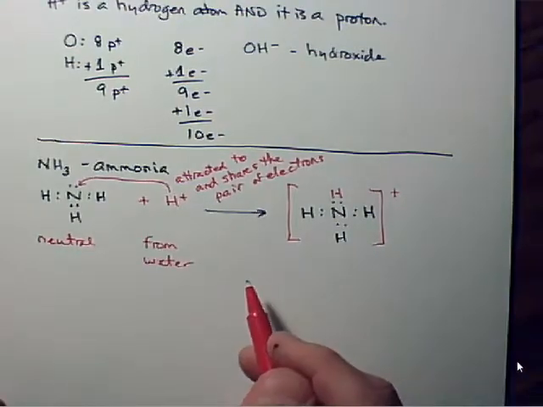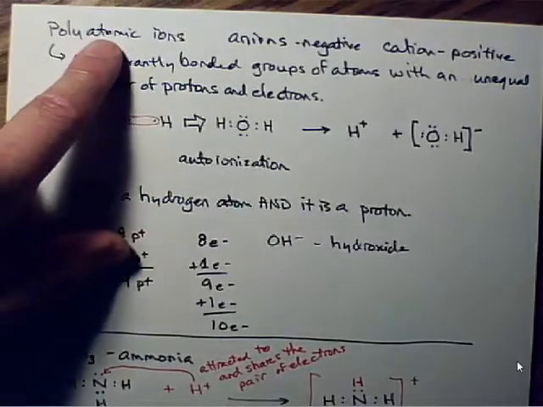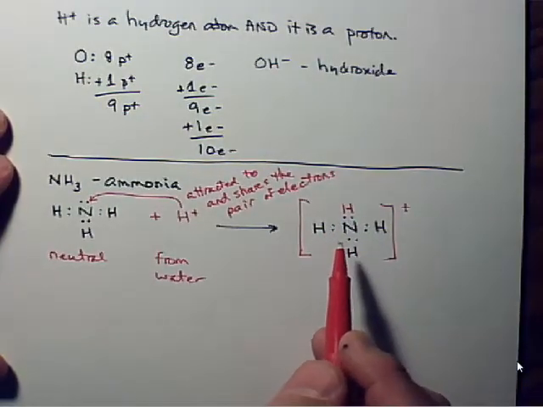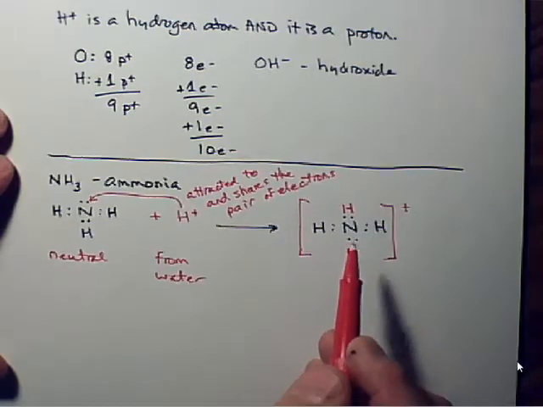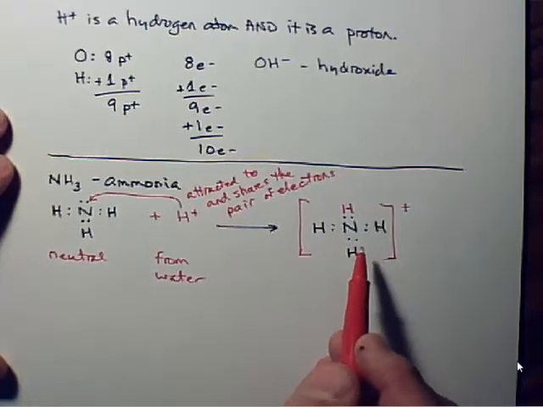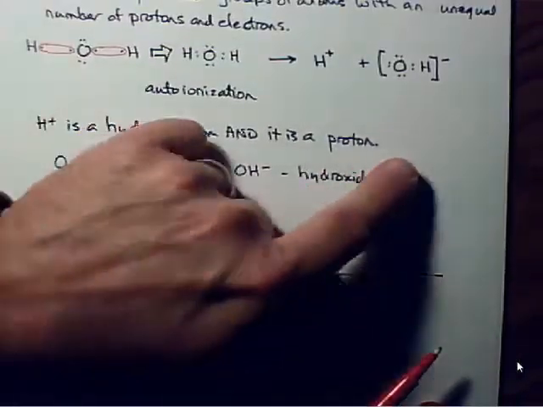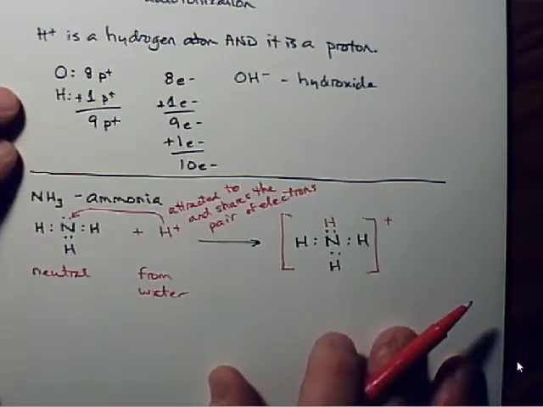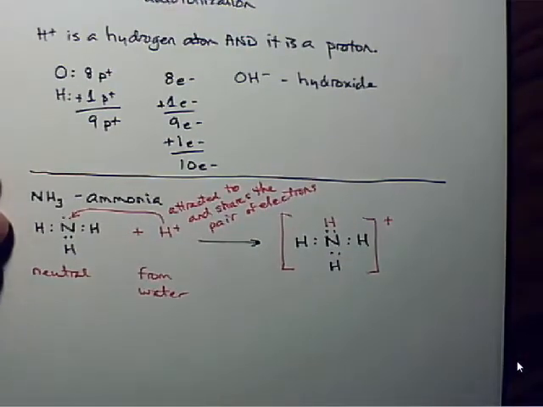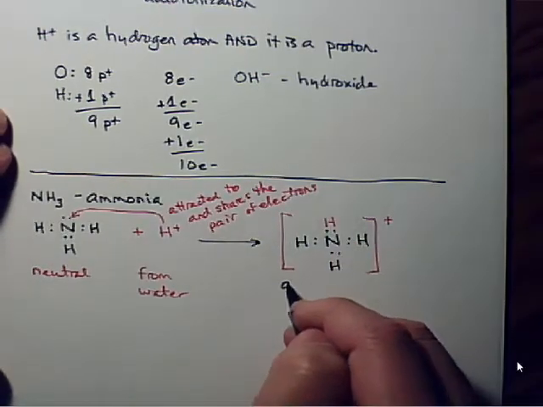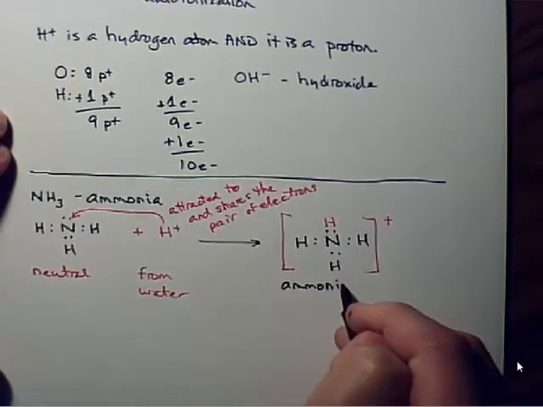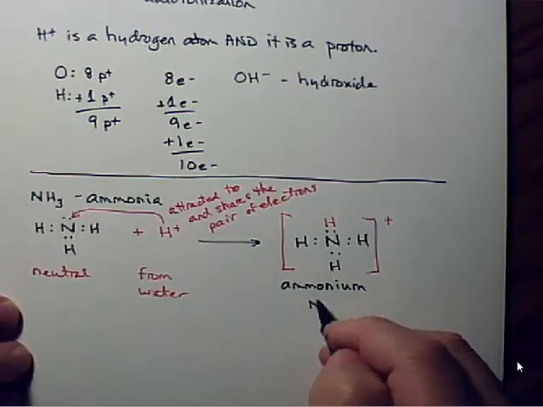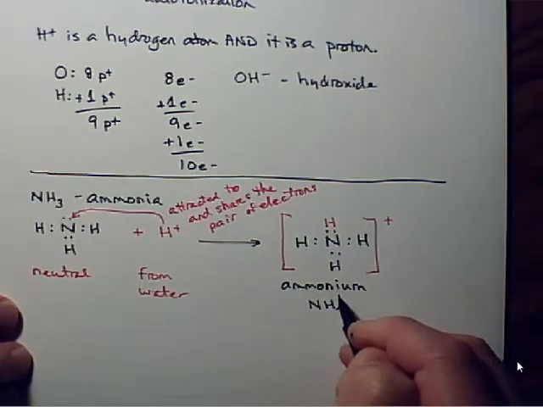We don't really call it a molecule anymore. We call it a polyatomic ion. It's a covalently bonded group of atoms with an uneven or unequal number of protons and electrons. In this case, we have more protons than electrons. In this case up here with the hydroxide, we had more electrons than protons. Okay? So this has a special name. It's called ammonium. And generally when we write the formula for ammonium, we write it as NH4+.